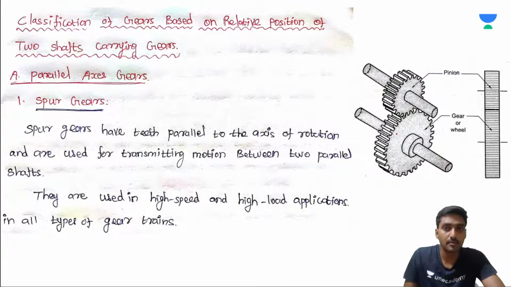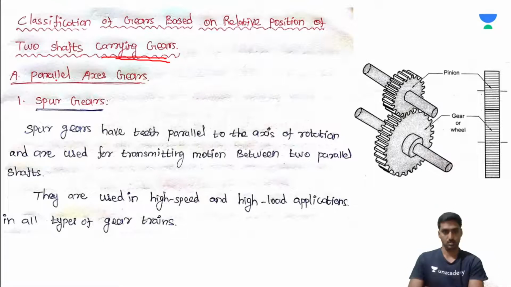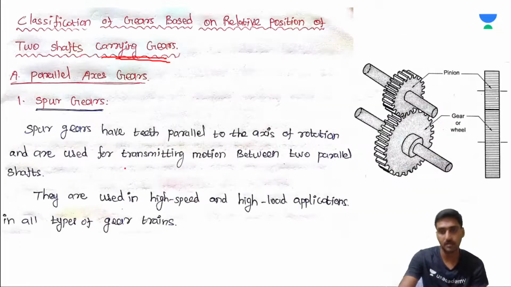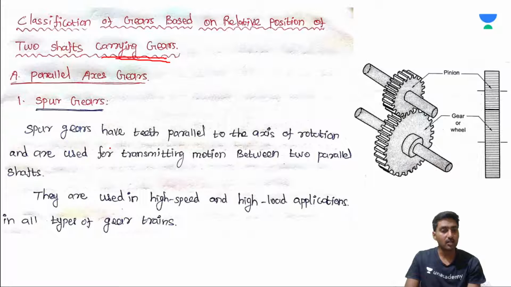Now, classification of gears based on the relative position of the shafts carrying the gears. First one, parallel axis: the first type is spur gear. Spur gears have teeth parallel to the axis of rotation. If you consider this as the axis of rotation, the teeth also are parallel to the axis, right? It's parallel to the axis.